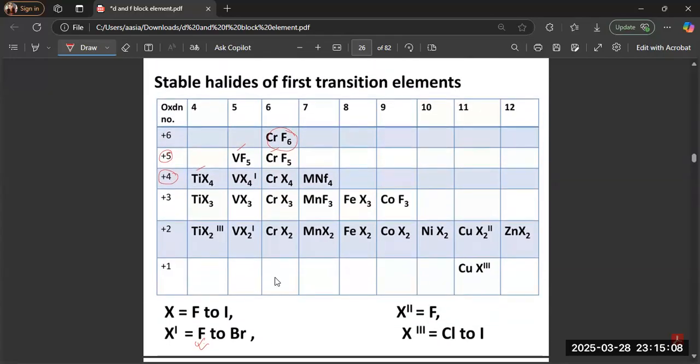Now see here for +1, which is the lowest oxidation number, copper halide also exists, right? Copper halide is a stable halide, and here X is chlorine, bromine, or iodine over here, right? So these are some stable halides of first transition elements.